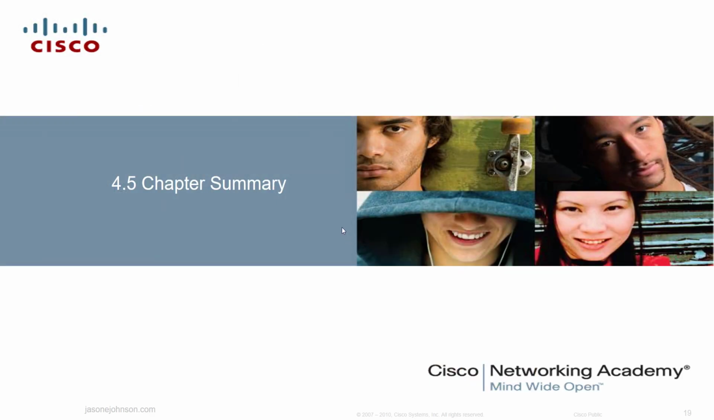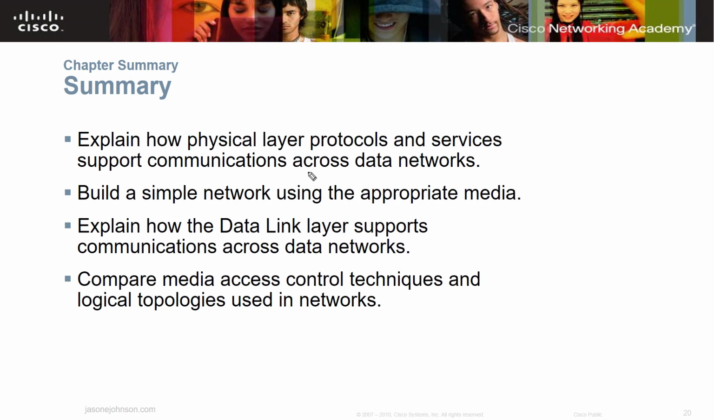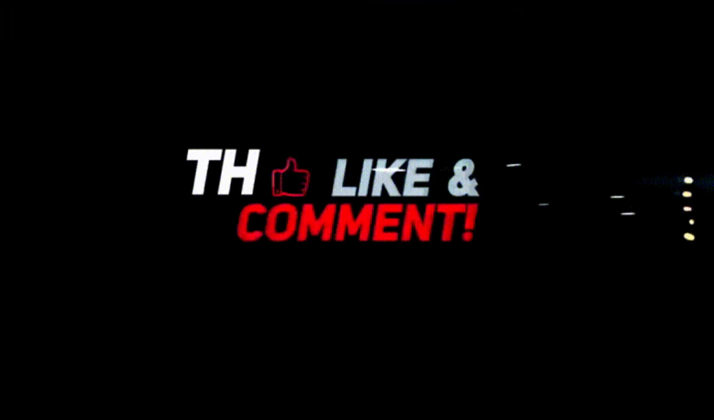Okay, so in Chapter 4, we have looked at how the physical layer protocols and services support communications across the data network. We looked at building a simple network using appropriate media, whether it's copper or fiber or whatever media we're using, or wireless. Explained how the data link layer supports communications across data networks, the layer 1 and the layer 2, and then compared media access control techniques and logical topologies using networks. And so that's going to conclude Chapter 4.